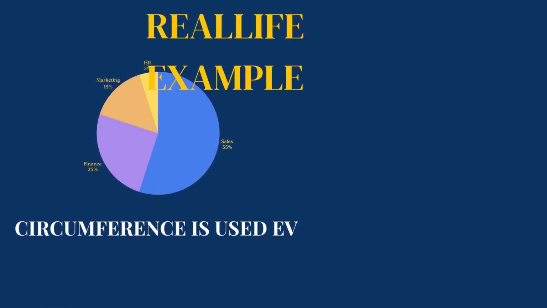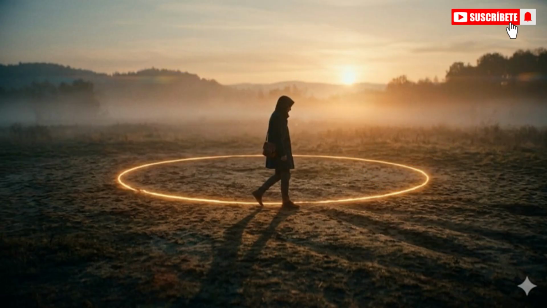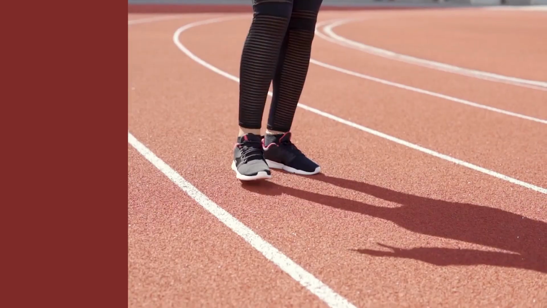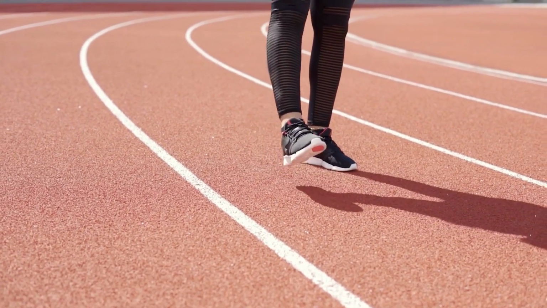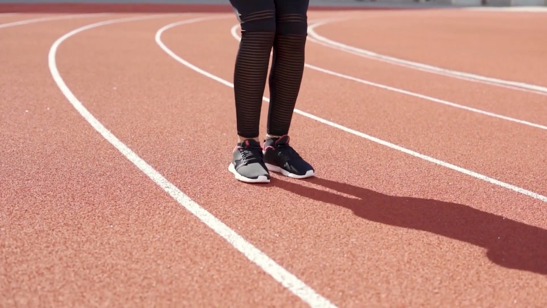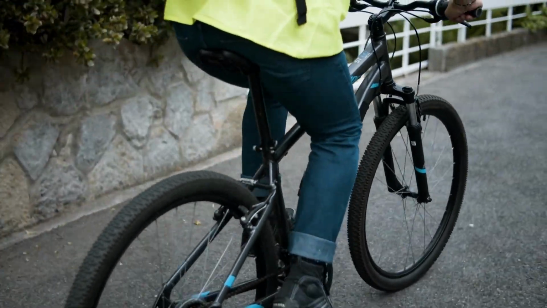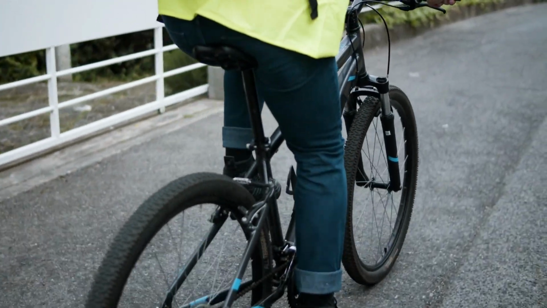A real life application. Circumference is used everywhere in our real life. Wheels: the distance a wheel covers in one rotation equals its circumference. Circular track: for athletes running on a circular track, one round equals the circumference. Clocks: the tip of the clock hand traces the circumference. Bicycle: how far your bicycle travels in one pedal rotation depends on the wheel's circumference.